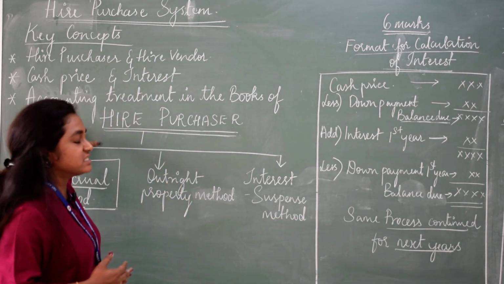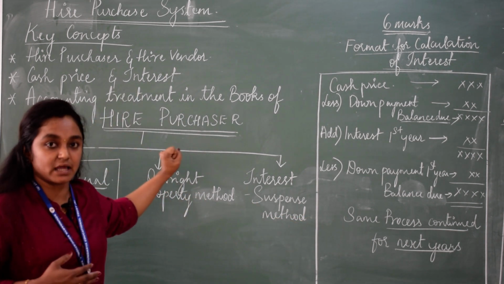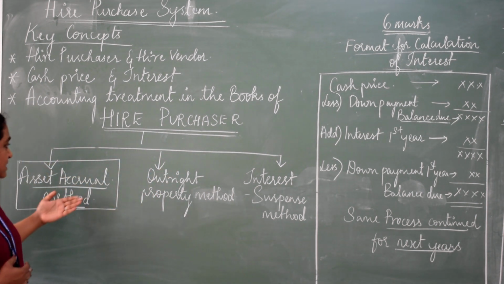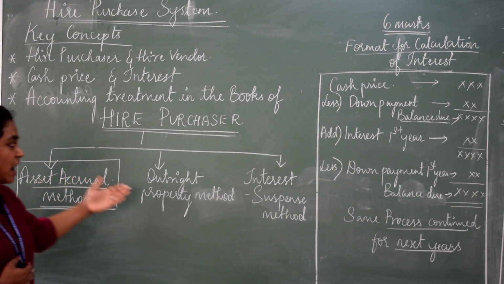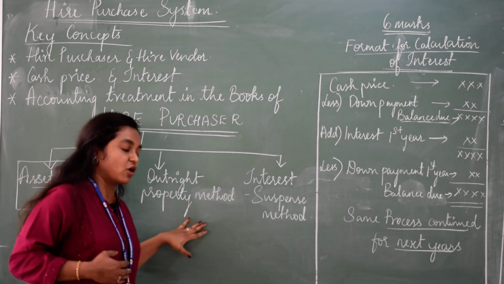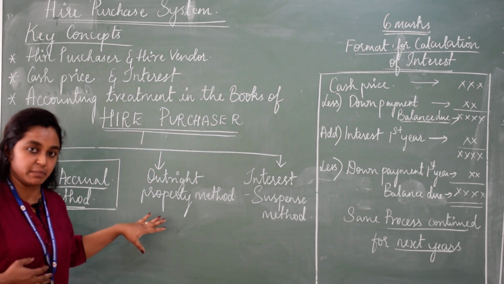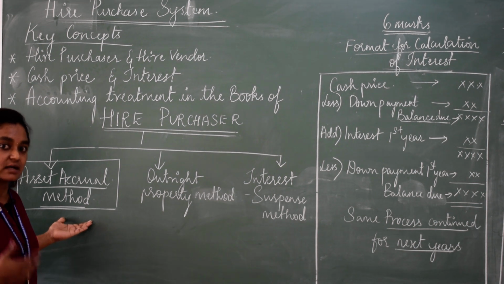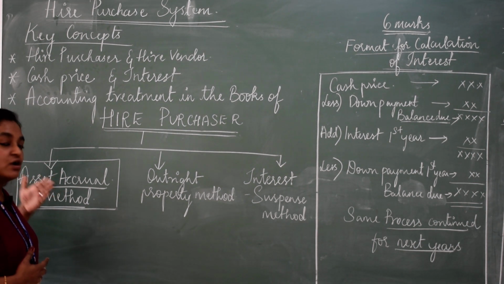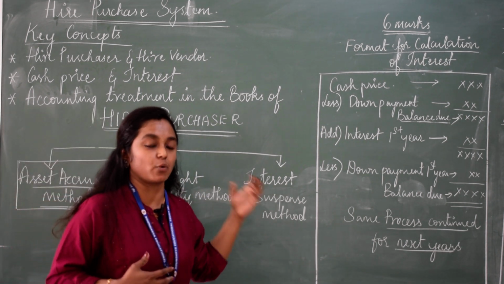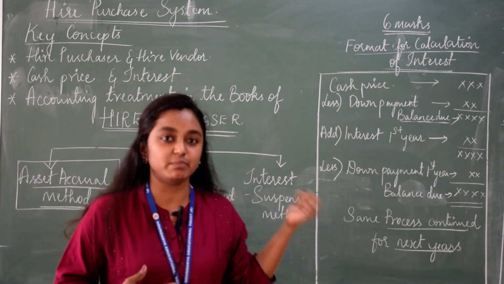The third one is, coming to the accounting treatment in hire purchase system, we have three methods that we follow. That is the asset accrual method, outright property method and interest suspense method. But according to the Bangalore University BBA syllabus, we have only the first method, that is the asset accrual method, given in the syllabus. So with this brief introduction, let's see a small basic problem with calculation of interest.